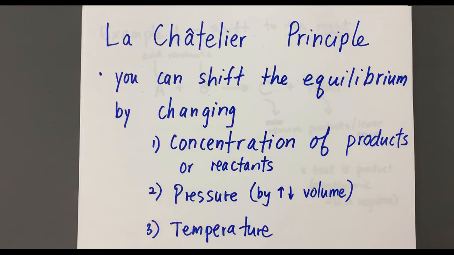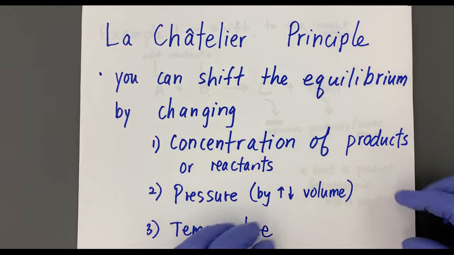However, this only works with gases, and since we are not working with gases but with aqueous solutions in this lab, we won't be doing number 2, changing the pressure. Number 3, we can change the temperature of the reaction, because if it's an exothermic or endothermic reaction, heat is either a product or a reactant, and so by adding more heat or removing heat, you can again shift the equilibrium of the reaction.